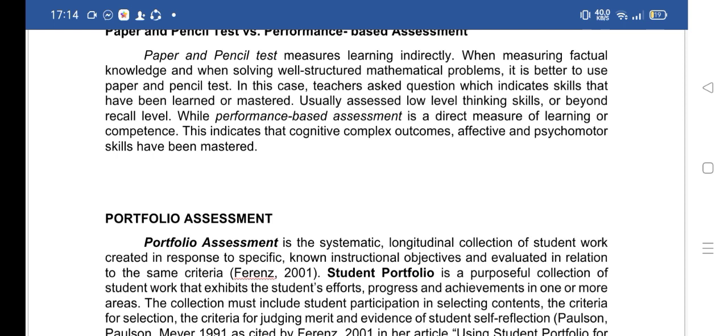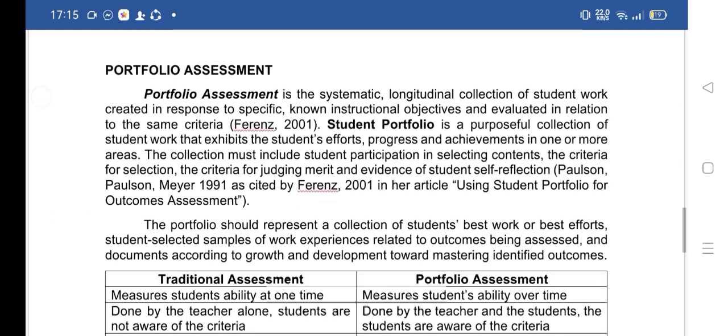So, unlike performance-based assessment, paper and pencil test does not involve performance of the students. So, here come the written tests like quizzes, multiple choice tests, or any kinds of tests that involve paper and pencil. So, yeah. Next is the portfolio assessment.